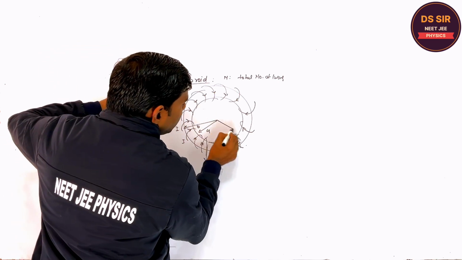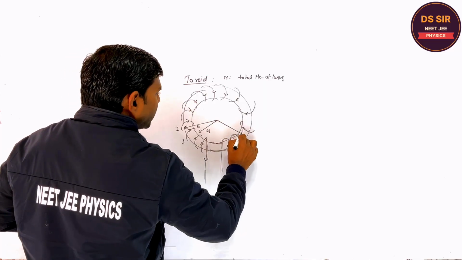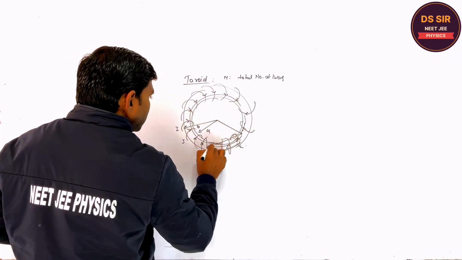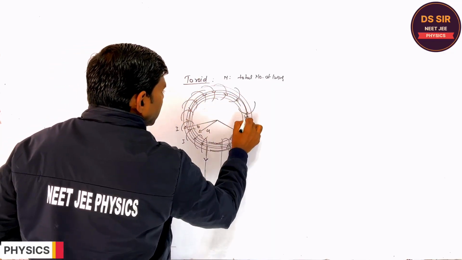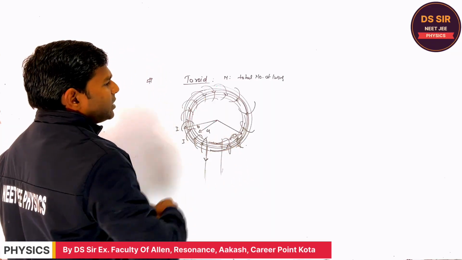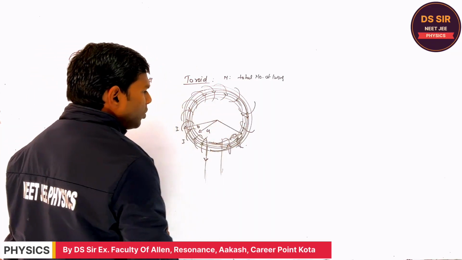If you want to find the magnetic field inside, the magnetic field will be like this. The magnetic field is produced inside this solenoid. These are circular magnetic fields that are produced.